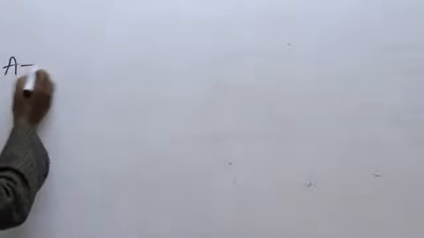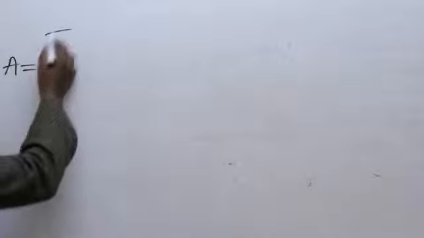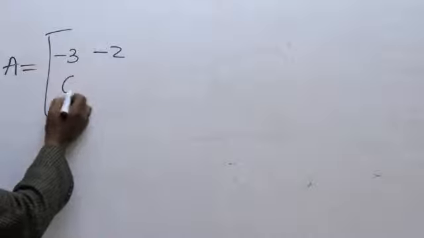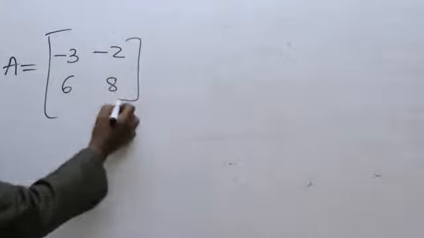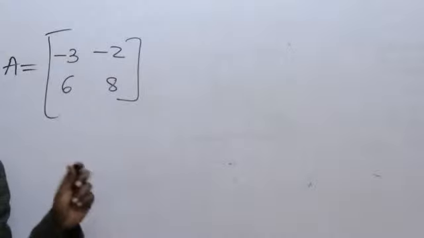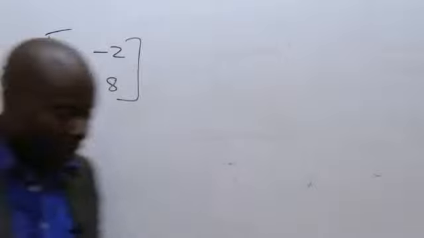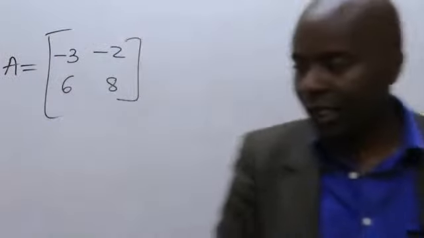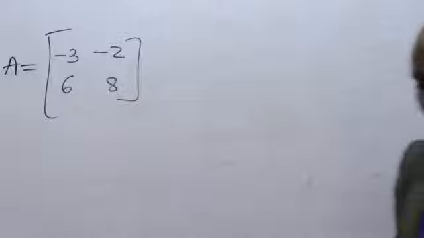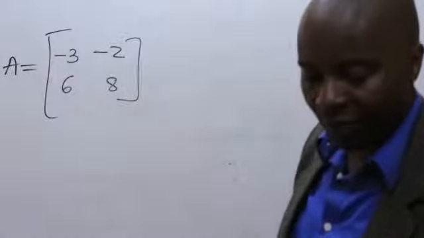You're given A equals -3, then we have -2, then we have 6, ladies and gentlemen, and 8. And then somebody tells you to find the inverse of this particular matrix. Who will be able to help me in a minute? Just 1 minute only. Please give me the inverse. First of all, start by giving me the determinant.